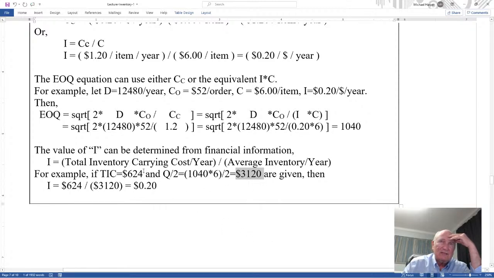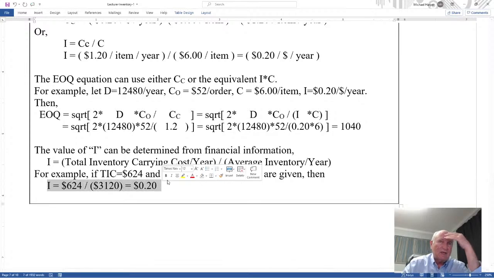My inventory cost then, suppose it was $6.24, which was above. Well, the actual total inventory carrying cost divided by my average inventory in dollars is 20 cents per dollar. And so it's a very common way to express carrying cost per dollar. As a matter of fact, usually how it's expressed in your financial statements.